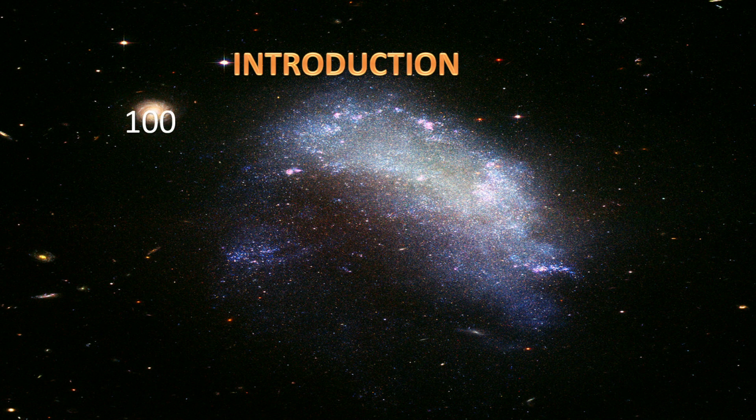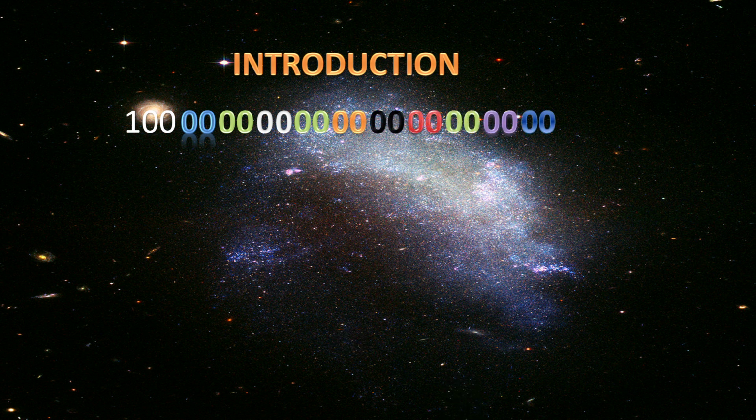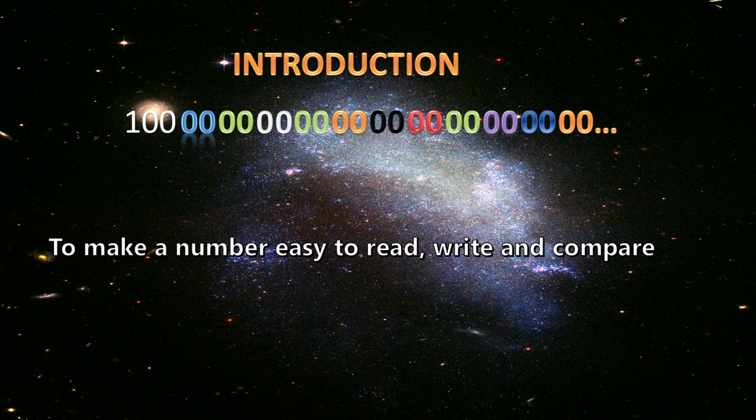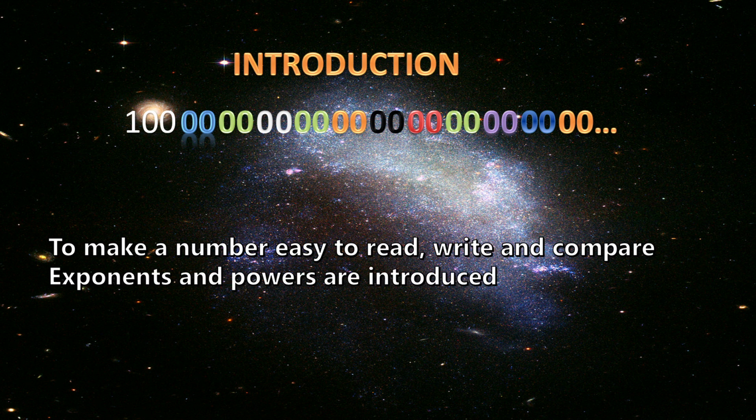We know how to read, write or compare numbers. When the number is smaller, it is easy to read, but when the numbers become bigger, it is difficult to read, write or compare. So to avoid this difficulty, we use exponents or powers. To make a number easy to read, write and compare, exponents and powers are introduced.